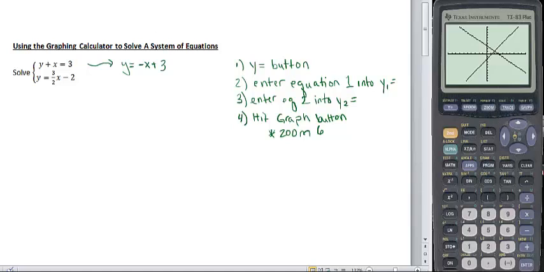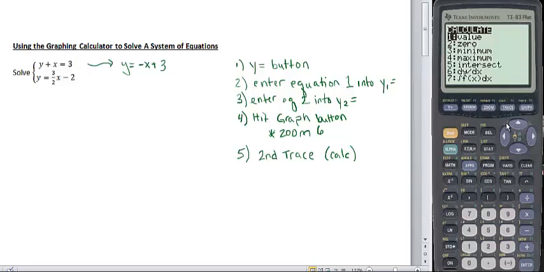The goal in any system of equations is to find the point of intersection. So I want to actually calculate my intersection point. To do that, I'm going to hit the second trace button. And the reason I'm hitting trace is because up above it, you'll see that it says calculate. And I want to calculate something of my graph. So I'm going to do that now. Second trace. And of these options, it should be really clear which option I want to pick. Okay, I want to select the intersection option.